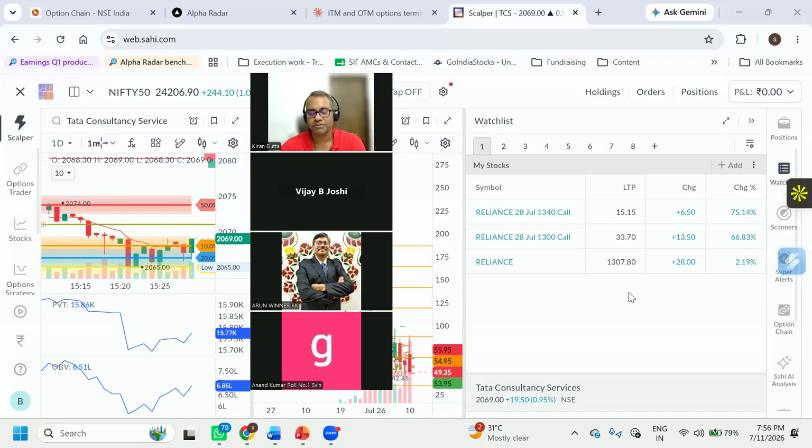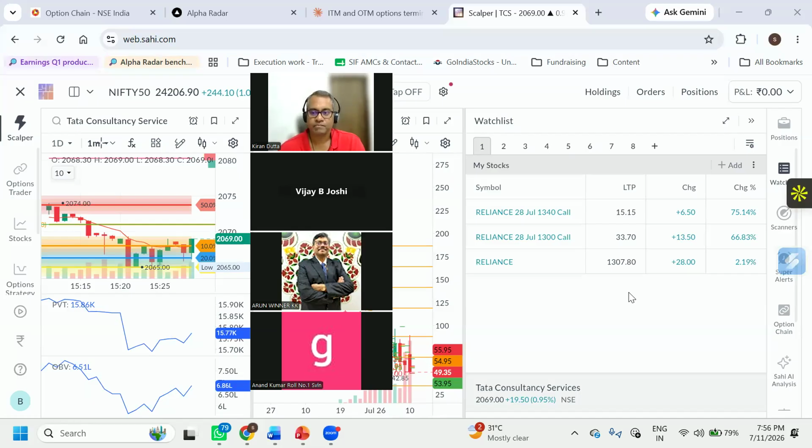Vijay sir is asking a question. Vijay sir, go ahead. See, what my question is, the spot price is 1307.80, but I am saying that I'll buy at 1300. This is the call, which means buy, right? So I'm agreeing to buy at 1300. Correct.